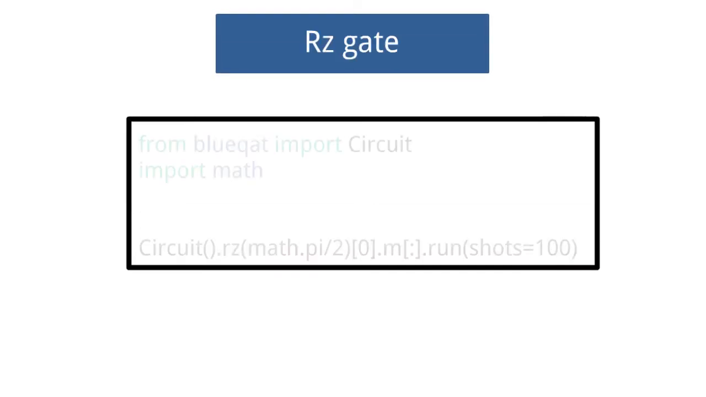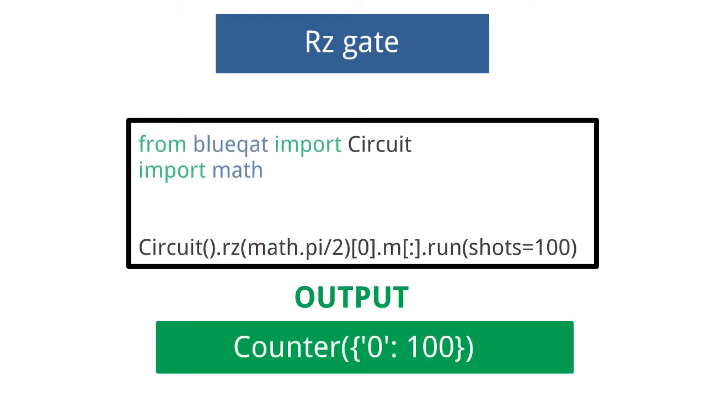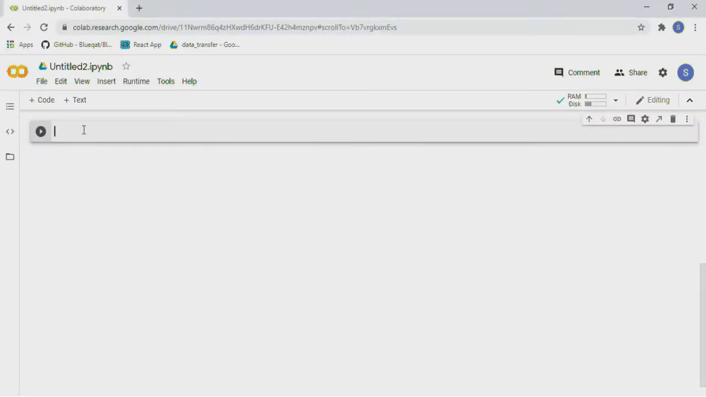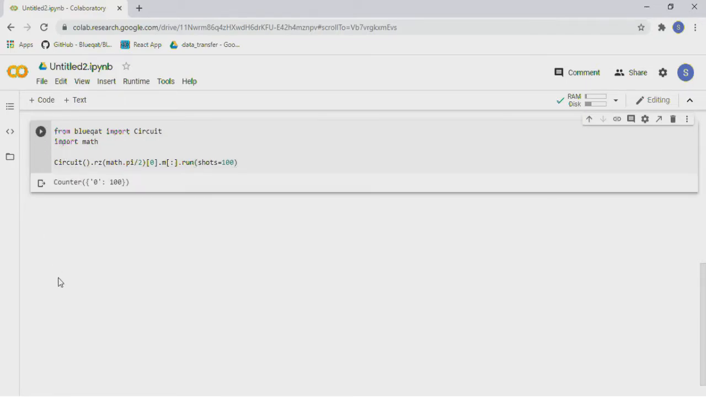Rz gate. Here we use Rz gate. If we run this code then the output will be 0. Let us confirm this in Google Colab. Type the code that was shown earlier and click the play button to get 0 as the output.